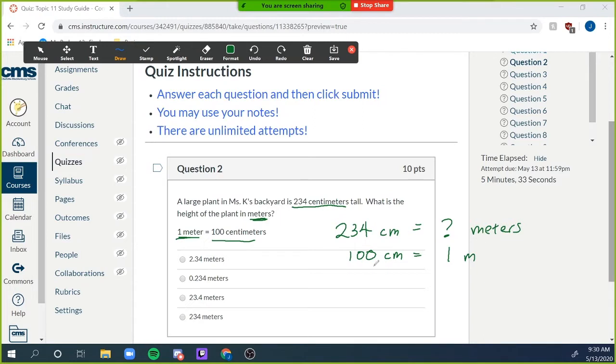Now we can convert. So to go from 100 to 1, we divide by 100. So we're going to divide 234 by 100. So remember, when you're dividing by powers of 10, we can just go 1, 2, because there's two zeros in 100. So we know that 234 centimeters is equal to 2.34 meters. And that's going to be our answer.